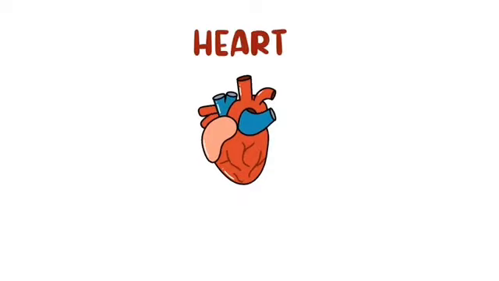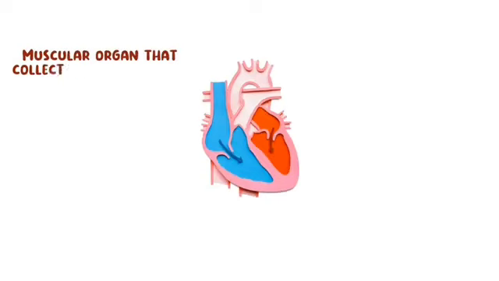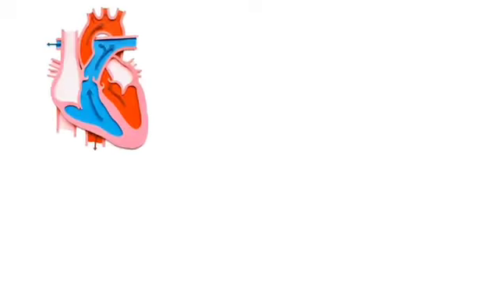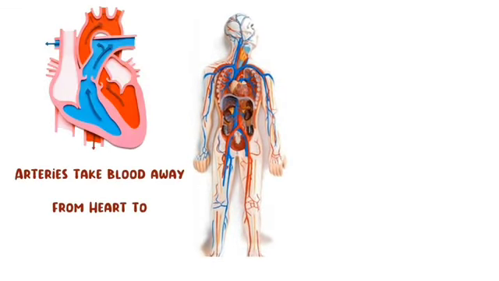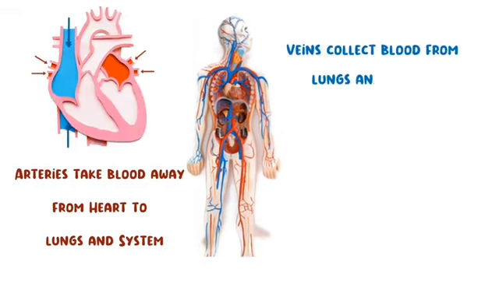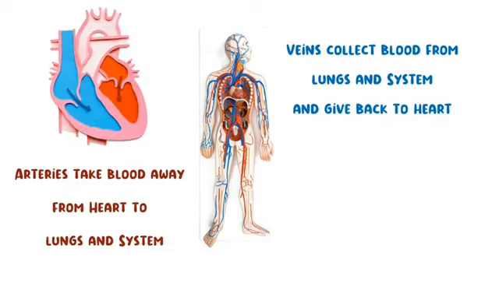The heart is made up of three layers: the outer layer of fibrous pericardium, the middle layer of muscular myocardium, and the inner layer of endocardium. The heart's function is to collect blood and pump it into the lungs and the system. In the system, cells, tissues, and organs utilize the oxygen and nutrition, and veins collect the blood from the system and lungs and give it back to the heart.